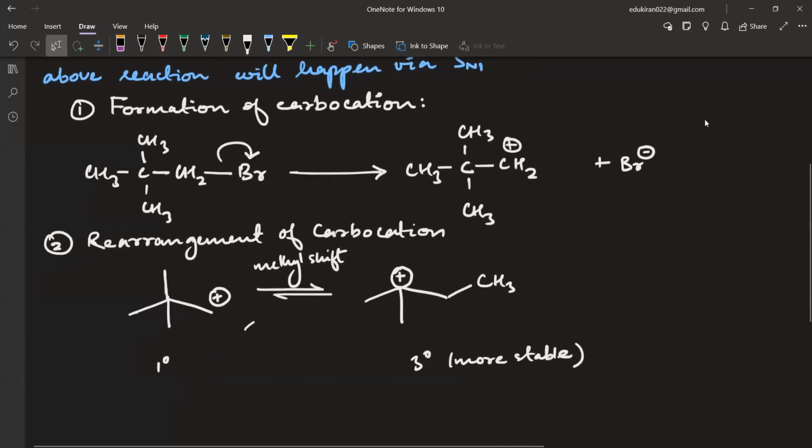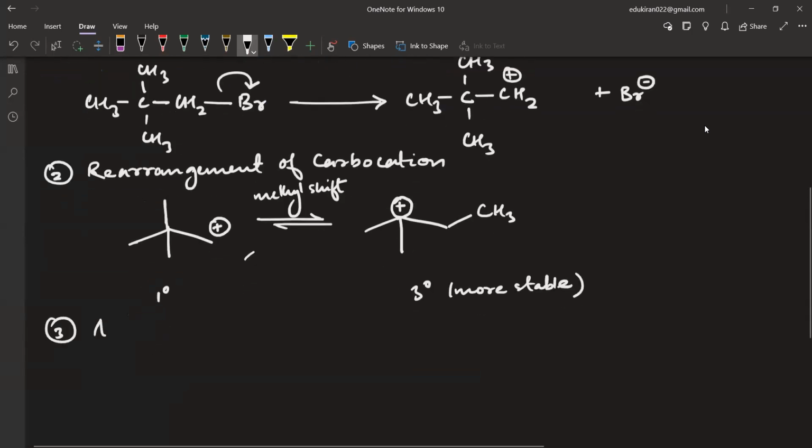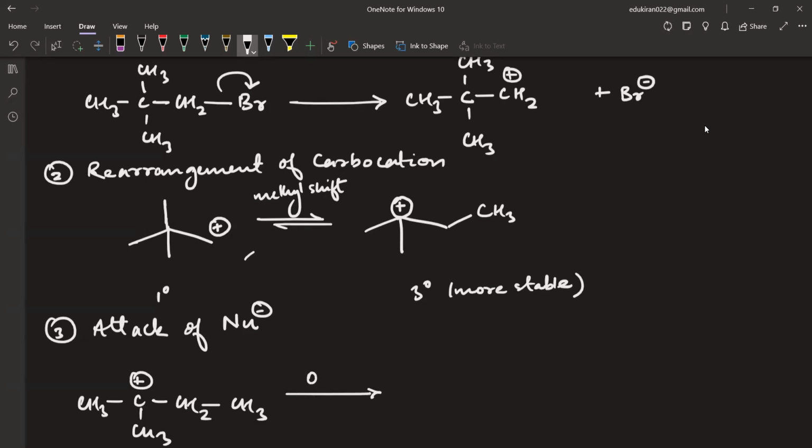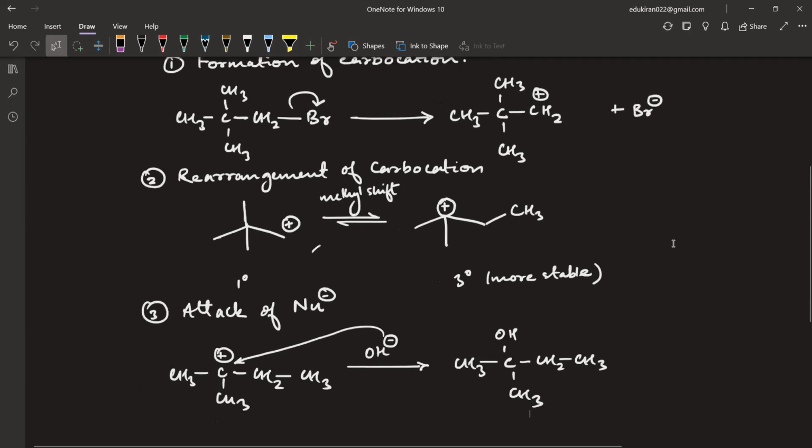The 3 degree is more stable. So now the third step will be attack of the nucleophile. So what will we take? We will take this particular carbocation, which is CH3, followed by C, CH3, CH2, CH3. There's a positive charge here. What is the nucleophile in KOH? OH negative is our nucleophile, and this OH negative will attack this carbon, forming CH3, OH, CH2, CH3, and there is CH3. Please write this down.